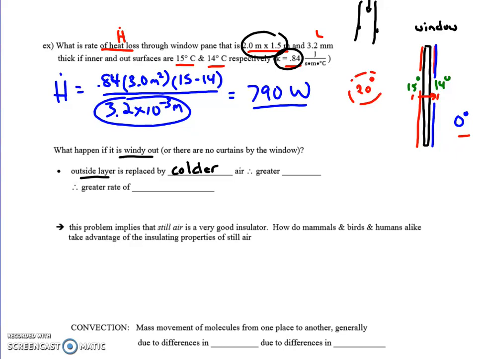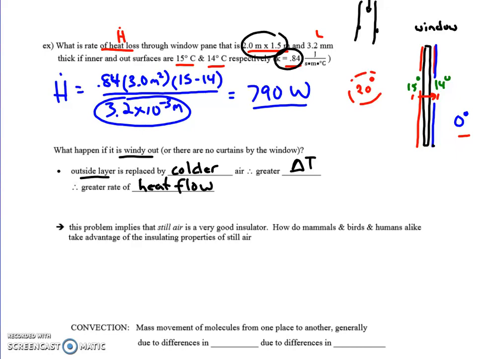In other words, the relevant layer here, the blue one, is at 14 degrees because it's being warmed up by the heat coming out of the inside. If the wind is blowing, it keeps moving that away, replacing it with this 0 degree air. So there's going to be a greater delta T, and that's really important. There's going to be a greater temperature difference between the inside and outside, and therefore a greater rate of heat flow.